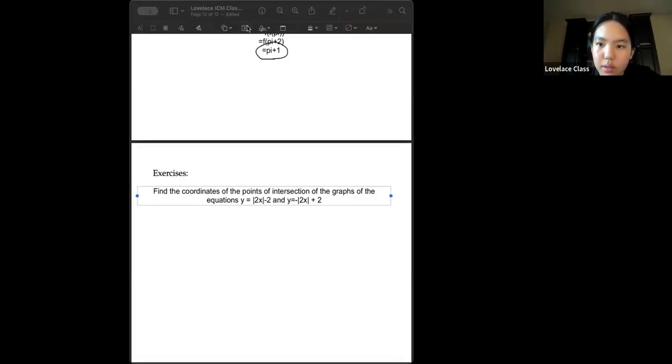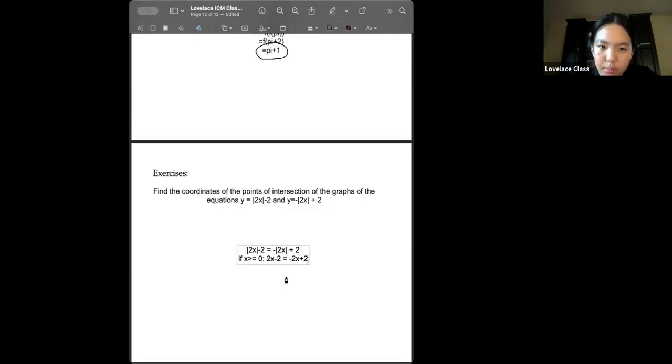All right, so we're going to solve this just by equating the y's to each other. So we have the absolute value of 2x minus 2 is going to be equal to negative absolute value of 2x plus 2. What do we get from this? If x is greater than or equal to 0, then we get 2x minus 2 is equal to negative 2x plus 2. So this gives us x is equal to 1. That's good because x equals 1 is greater than or equal to 0.